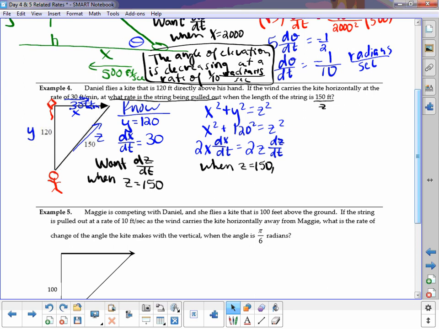No, they're saying what's the rate of change when the angle is pi over 6. So they're not saying the angle is pi over 6 the whole time. They're saying what is the rate of change of the angle at the moment the angle is pi over 6. Does that make sense? I know it's drawn in the picture, and I don't like that because it makes it feel like it's given.